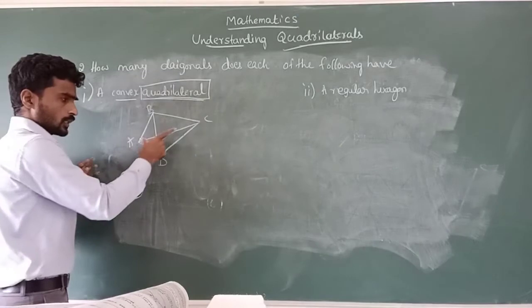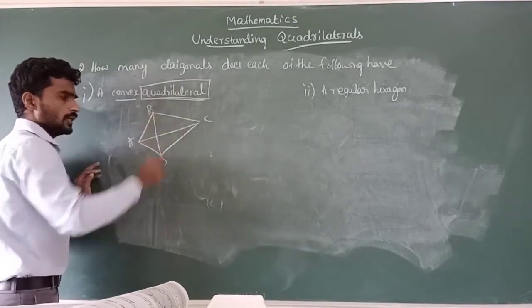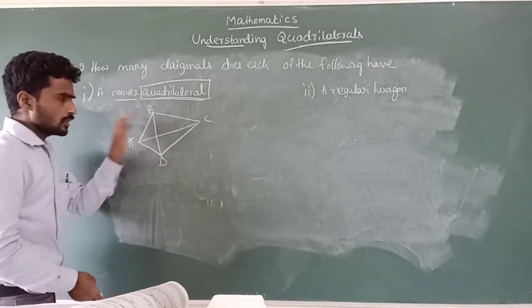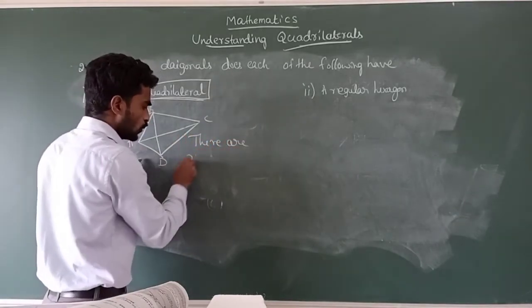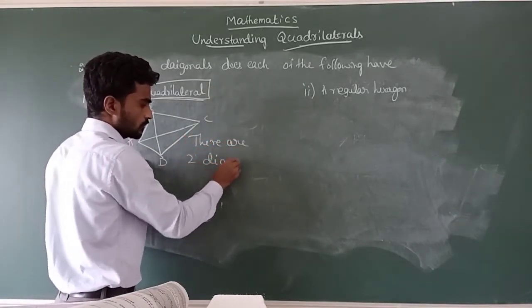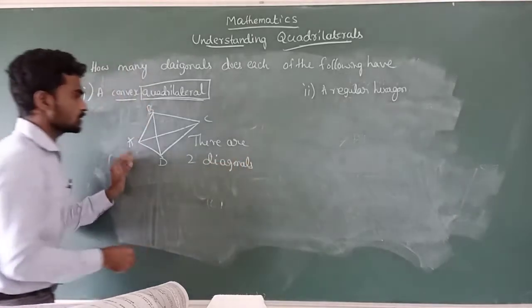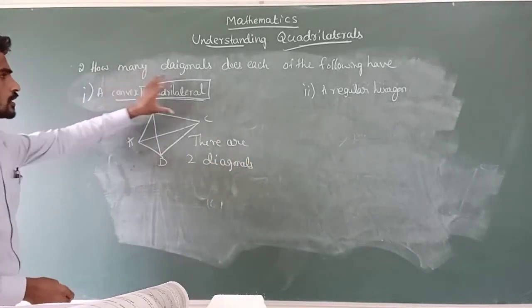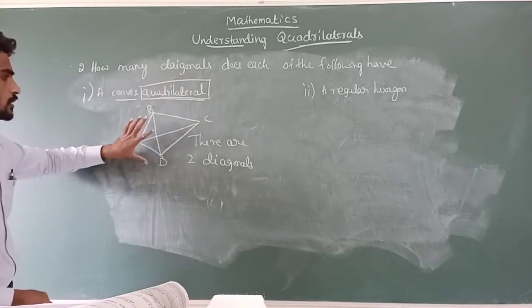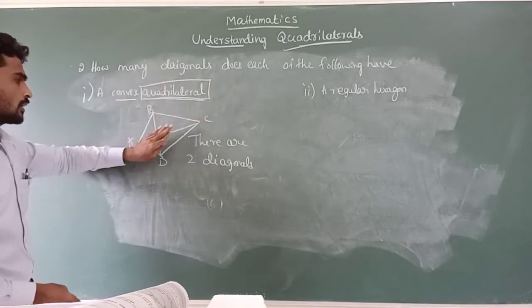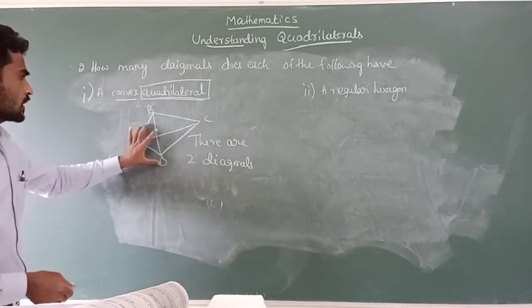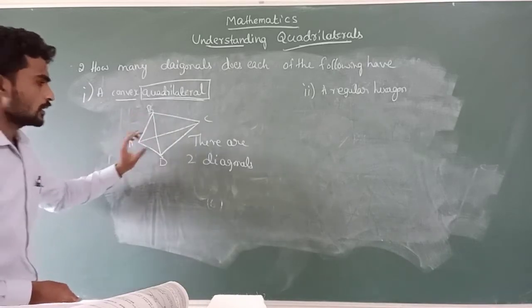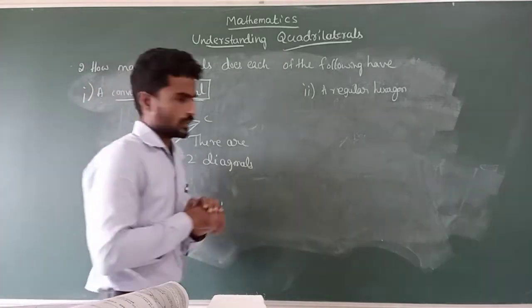Here AC and BD. How many diagonals are there? There are two diagonals. Two diagonals in a convex quadrilateral. Convex means all interior angles are less than 180 degrees. This is the example for convex quadrilateral. In that there are two diagonals.